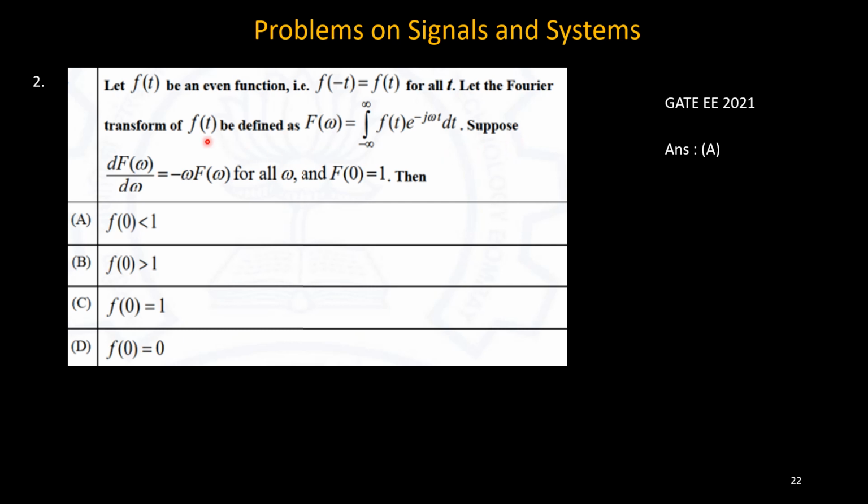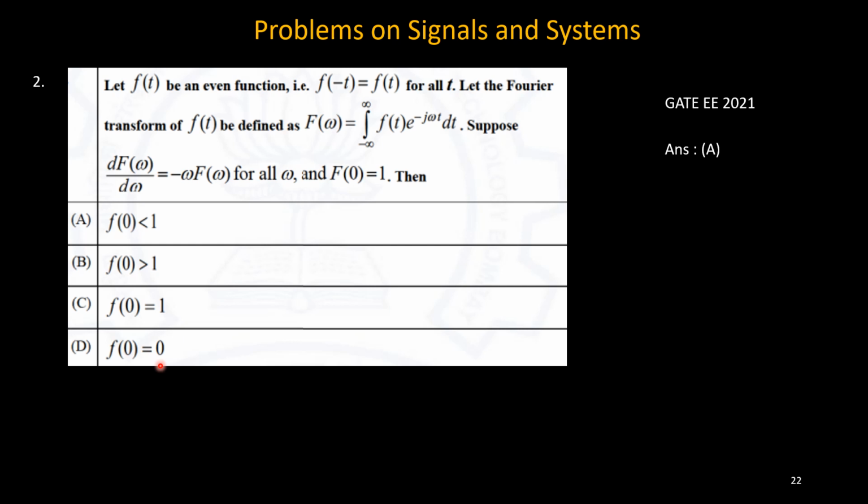Now it is given that the derivative of F(omega) with respect to omega equals minus omega times F(omega) for all omega. Okay, and capital F(0) is given as 1. And from this information, we need to find out f(0), whether f(0) is more than 1 or less than 1 or equals 1 or equals 0. Okay, this is the question.